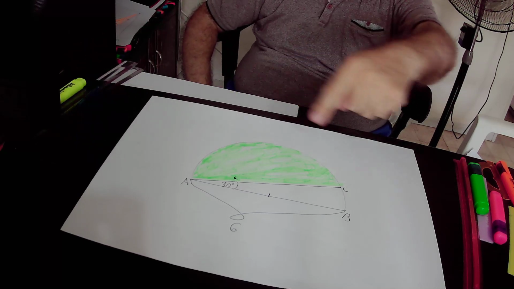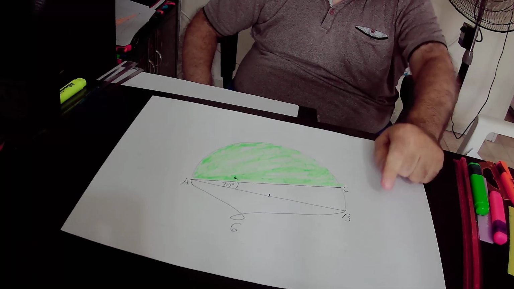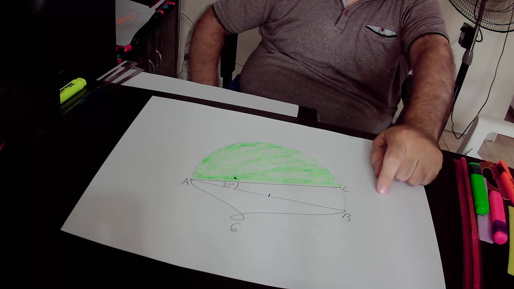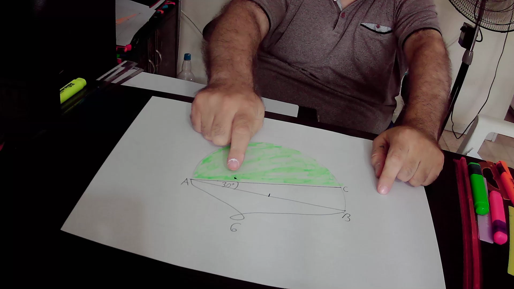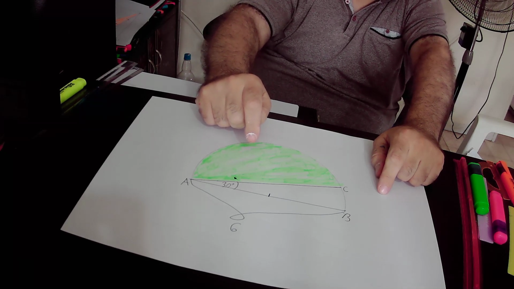In the drawing, we have a semicircle. We know that AB, that is actually the diameter of the semicircle, equals 6 units, and we also know that angle BAC equals 30 degrees, and our mission is to find out the area of the green shape.